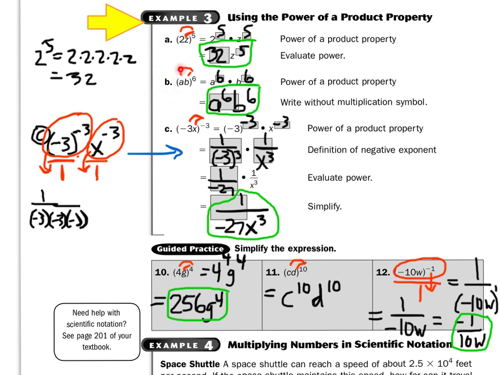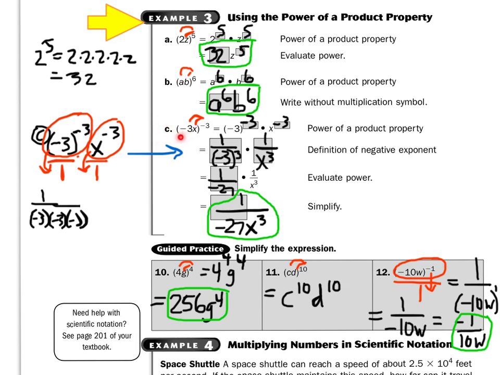Okay, take a look at b. I have a times b in parentheses, all raised to the 6th power. So circle the 6 with your red and draw a rainbow to the a and a rainbow to the b. So this would be a to the 6th power times b to the 6th power. And that's all you'd have to do. Okay, take a look at C.